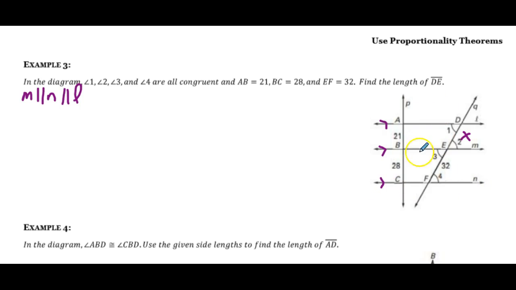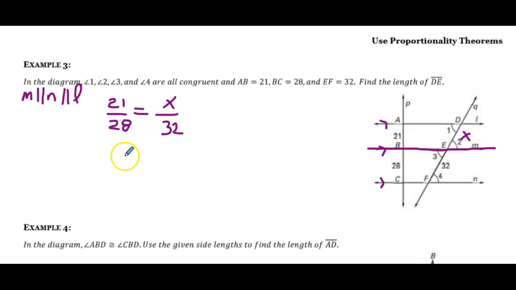So I know these are parallel, which means that these two transversals have been broken up proportionally. I'm going to use line M and consider it a fraction bar, and my proportions have been set up for me pretty much. So 21 over 28 is equal to x, because that's DE, over EF, which is 32. Once you've set up your proportions, it should be fairly simple to figure out.